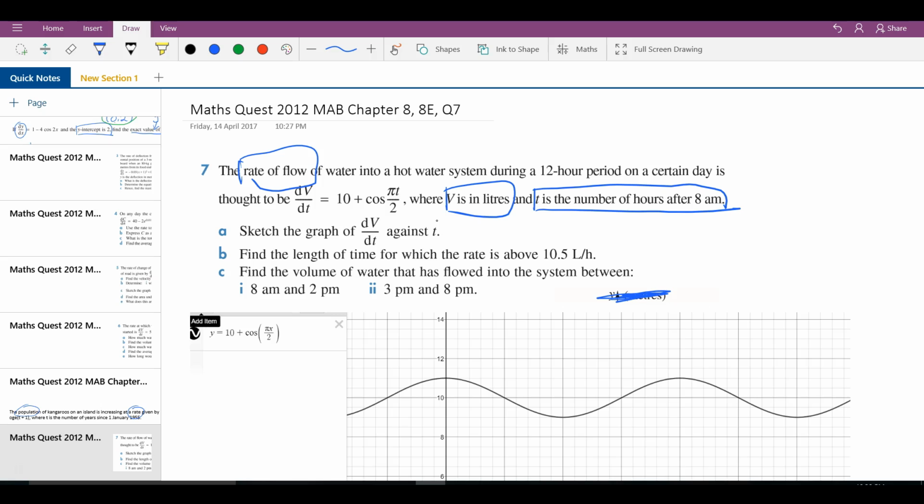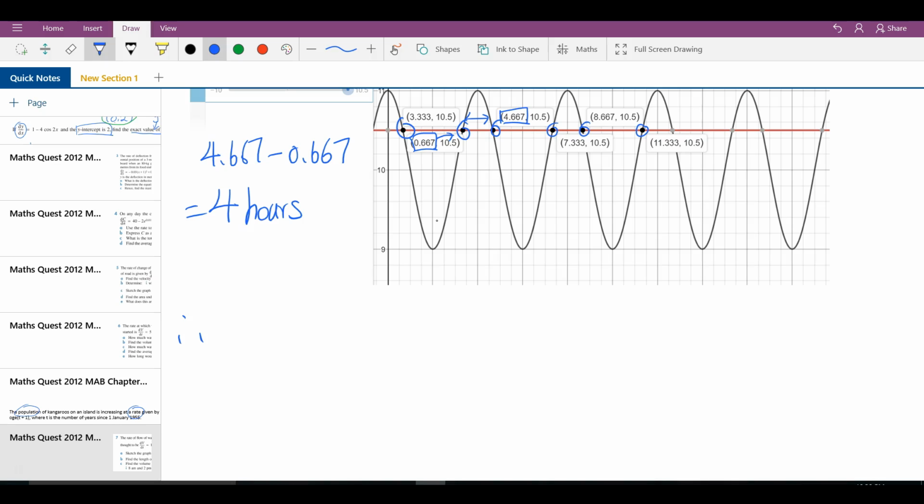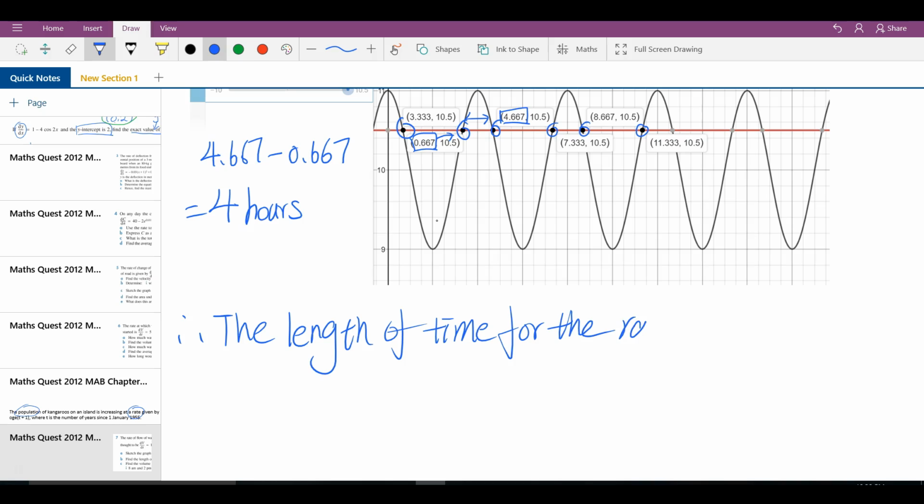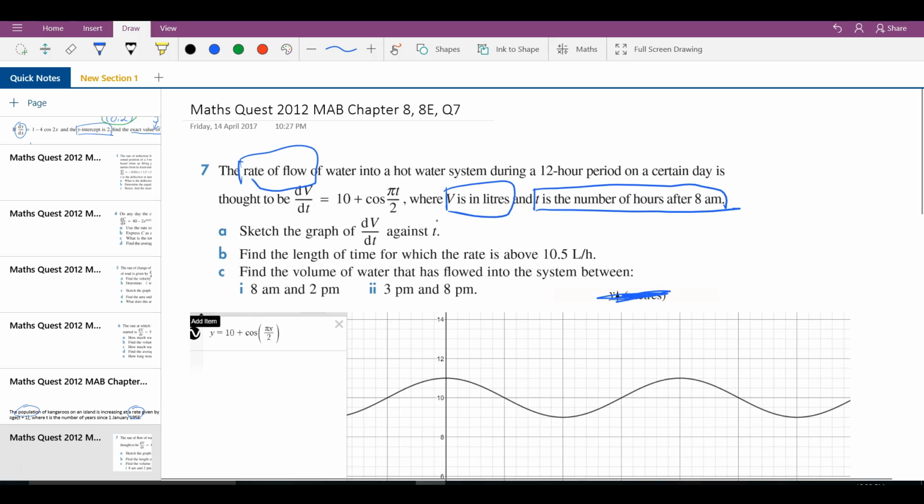So let's answer it. Find the length of time for which the rate is above 10.5 liters per hour. The length of time for the rate to be above 10.5 liters per hour is 4 hours. Yep, 4 hours. All right, question C.